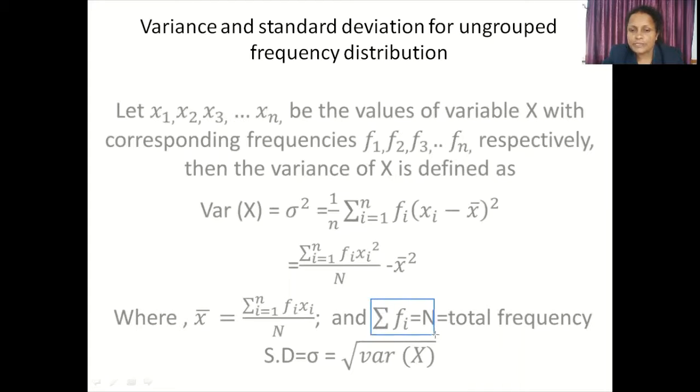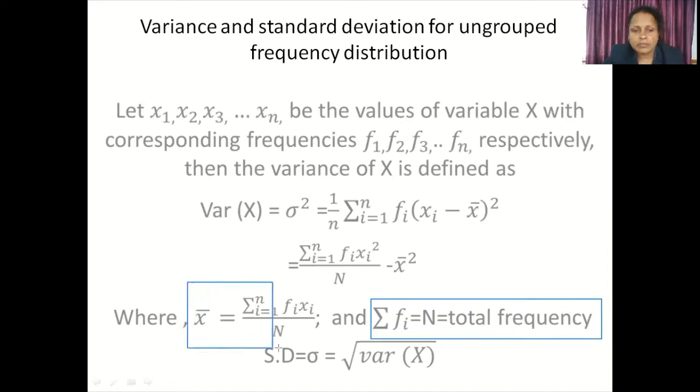You have to remember this capital N, that is total frequency. Then here we find our x bar. Again we use same method, that is we carry this xi with fi.